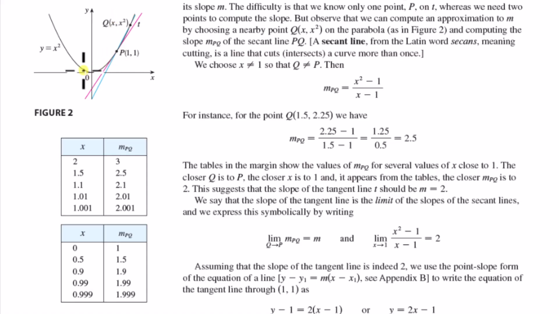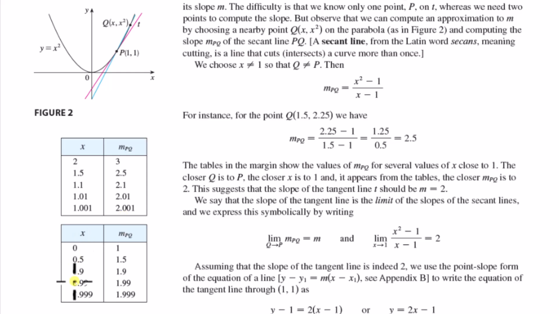X can be anything we want, except for X equal to 1, because then we'd be dividing by 0. But X can be anywhere on this curve. Point Q can be anywhere on this curve. Okay, and so now if we analyze the results of this table, it looks as though as X gets closer and closer to 1 coming from above, the resulting slope of the secant line is getting closer and closer to 2 coming from above 2.